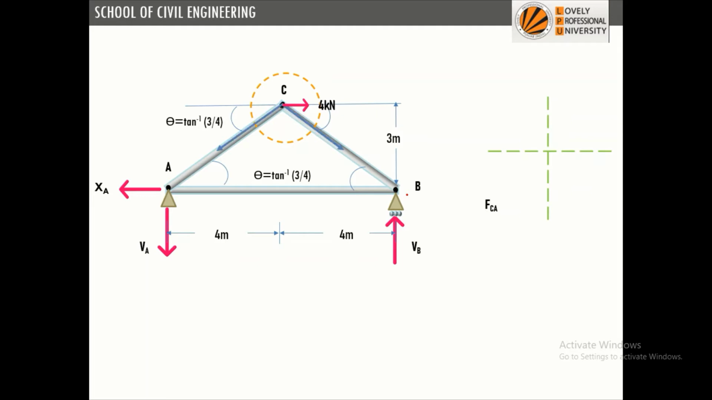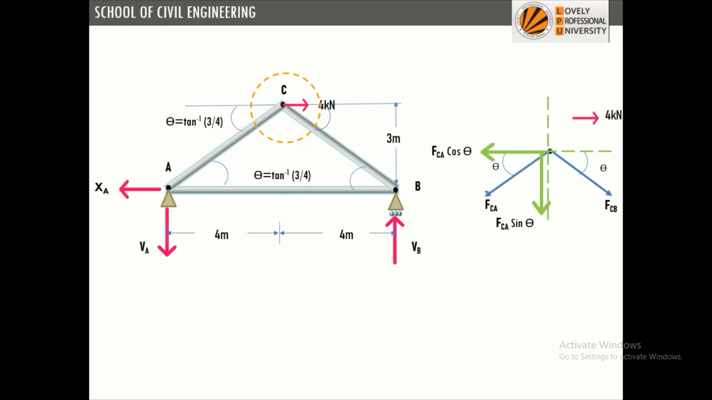We can use equations of equilibrium at a point where only two unknowns are there. So we can see that at joint C there are two unknown members, and we will name them FCA and FCB. We'll consider the equilibrium of joint C, where there are two unknown members FCA and FCB along with this external load of 4 kN, which is also at point C.